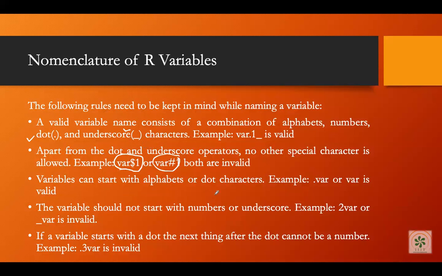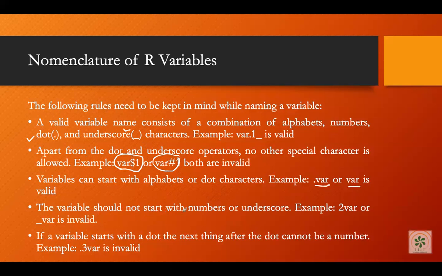A variable can start with an alphabet or a dot character. So these two are the ways. Underscore could not be started. It might start from dot or alphabet. Now, if it is starting from dot, we have to make sure that after the dot, there should not be any numeric value. And if it is a character, then it is okay.